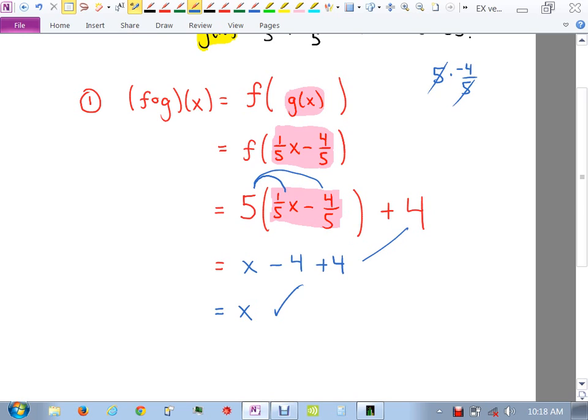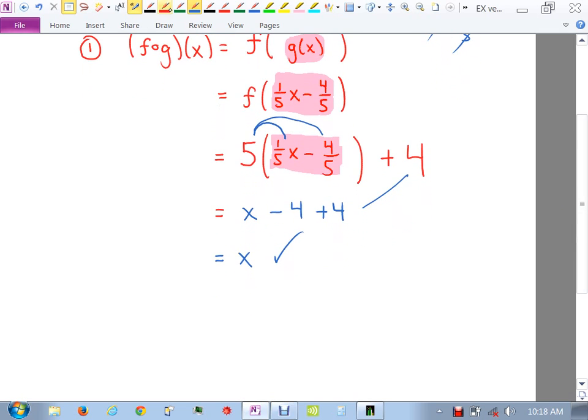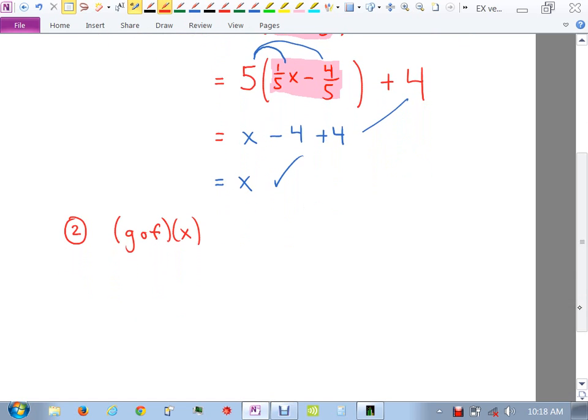That's only half of what we have to show. Now we have to show the other way works the same. So now g of f. So now g is on the outside, f goes inside. That means g is going to get 5x plus 4 plugged into it.